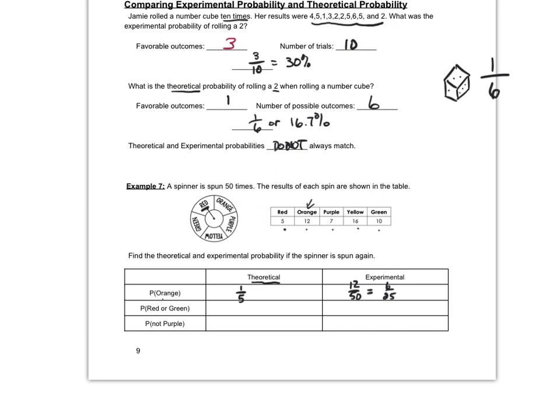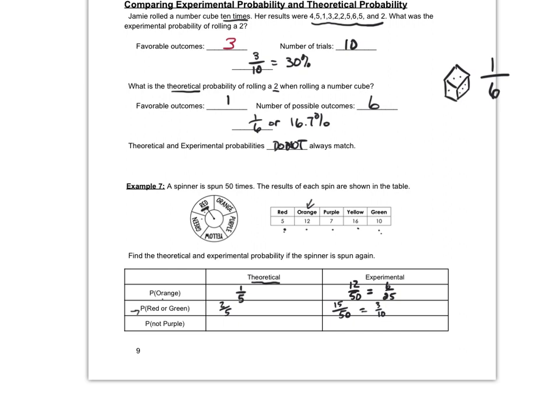Now the probability of spinning red or green. Well, again, that's 2 options out of 5 that you would theoretically spin and land on red or green. But in the experiment, red we had 5, green we had 15, so that would be 15 divided by the 50 total spins, which is going to leave me 3 out of 10, which again is a little bit off. This would be 4/10, we have 3/10, therefore, it's not the same.